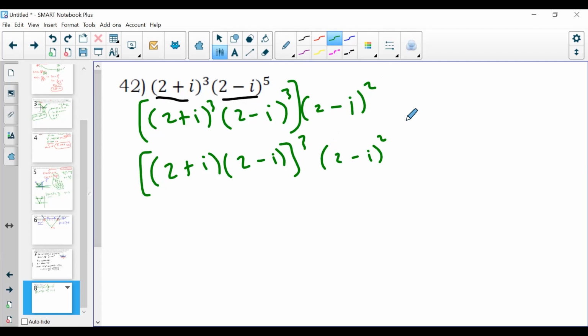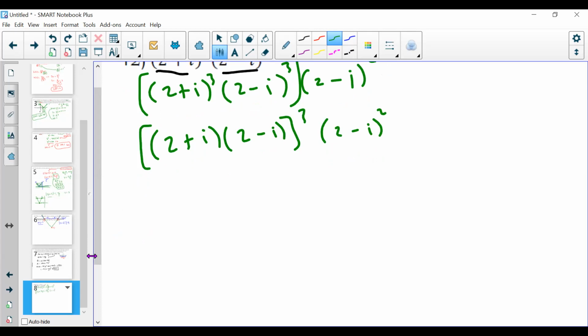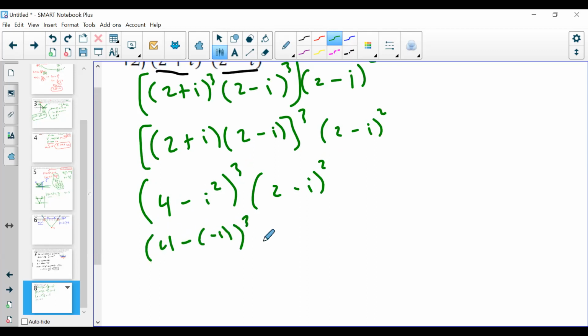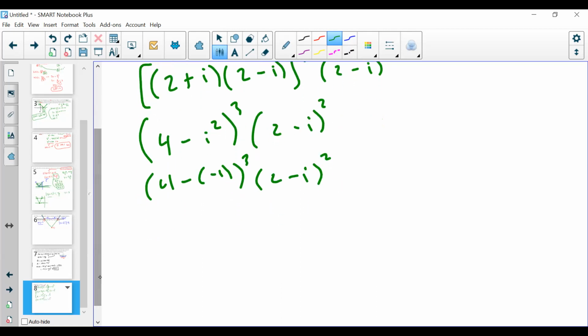So this is the kind of trick of the problem. Because at this point, 2 plus i and 2 minus i, it's a difference of squares. So you multiply them together, what you get is 4 minus i squared, all cubed, times 2 minus i squared. i squared is -1, so you have 4 minus -1, all cubed, times 2 minus i squared, which we should actually FOIL out now. But 4 minus -1 is 5. We have 5 cubed times 2 minus i squared.